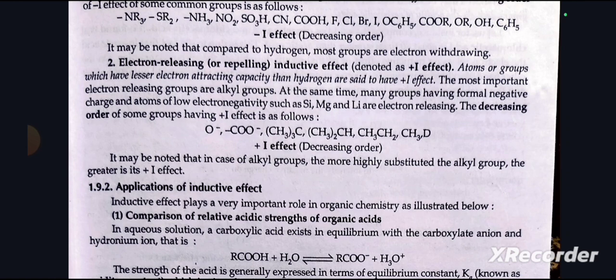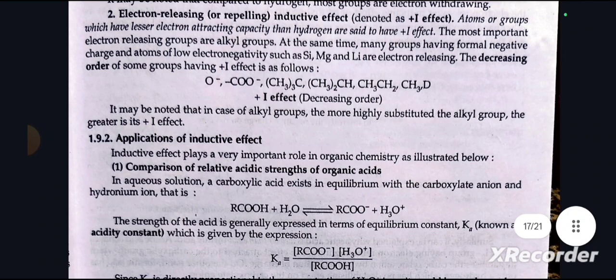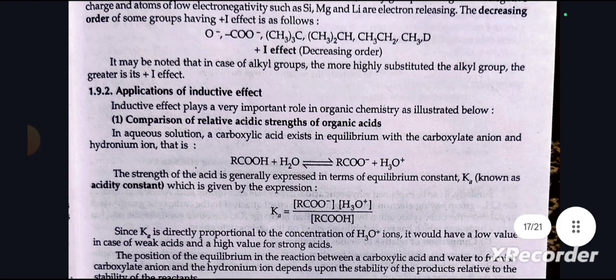The decreasing order of some groups having a +I effect is as follows: O negative, COO negative, (CH3)3C, (CH3)2CH, CH3CH2, CH3: +I effect decreasing order. It may be noted that in the case of alkyl groups, the more highly substituted the alkyl group, the greater is its +I effect.